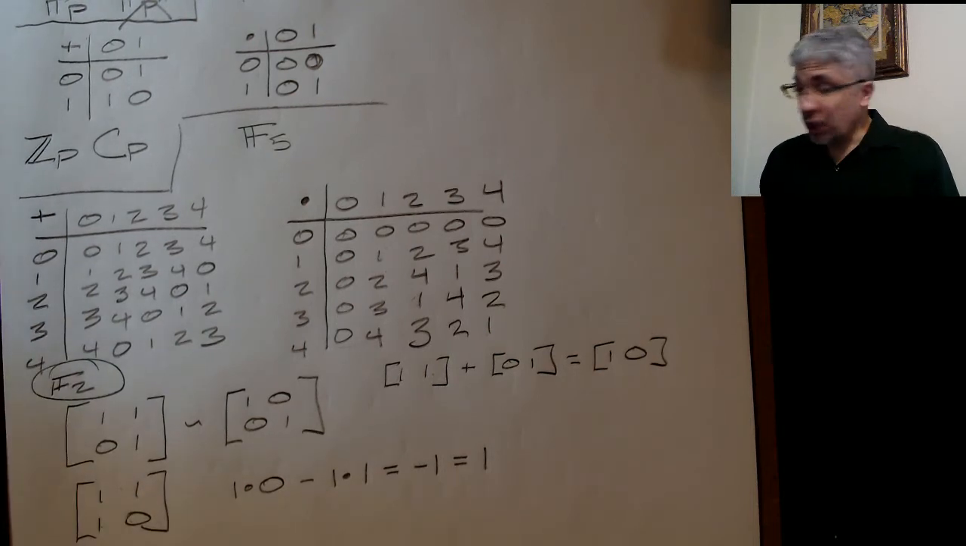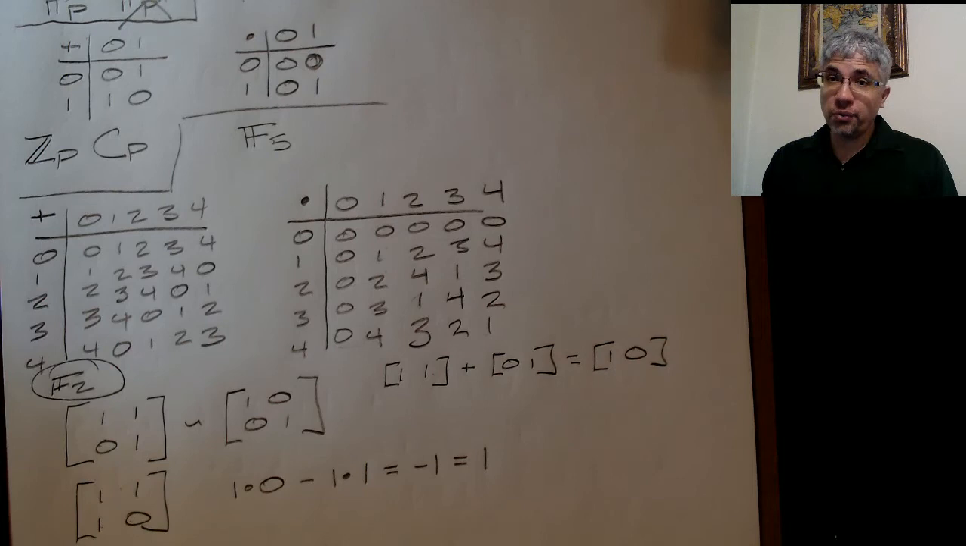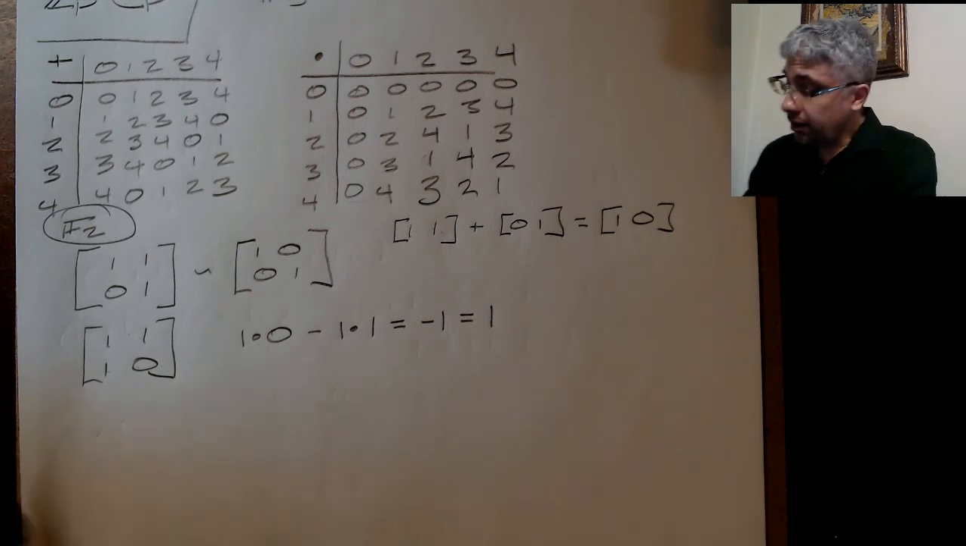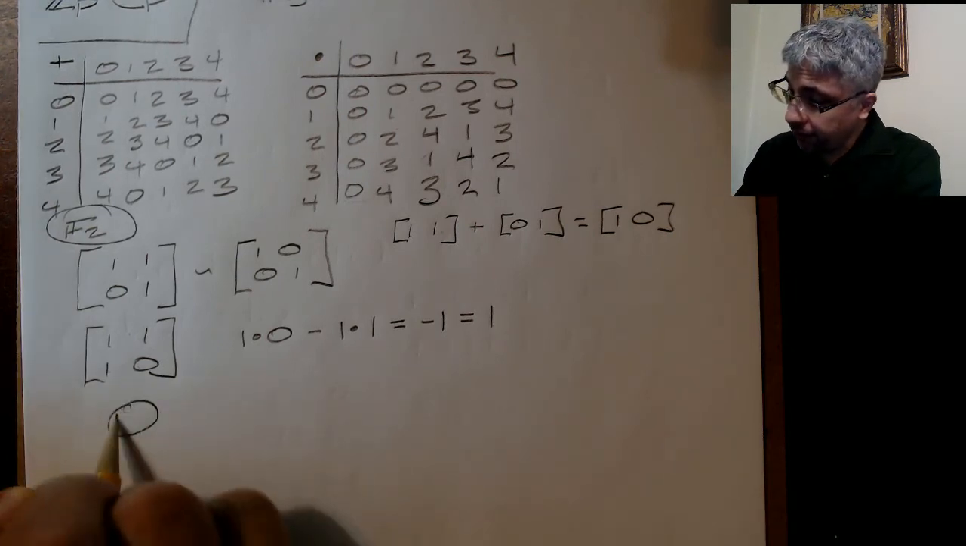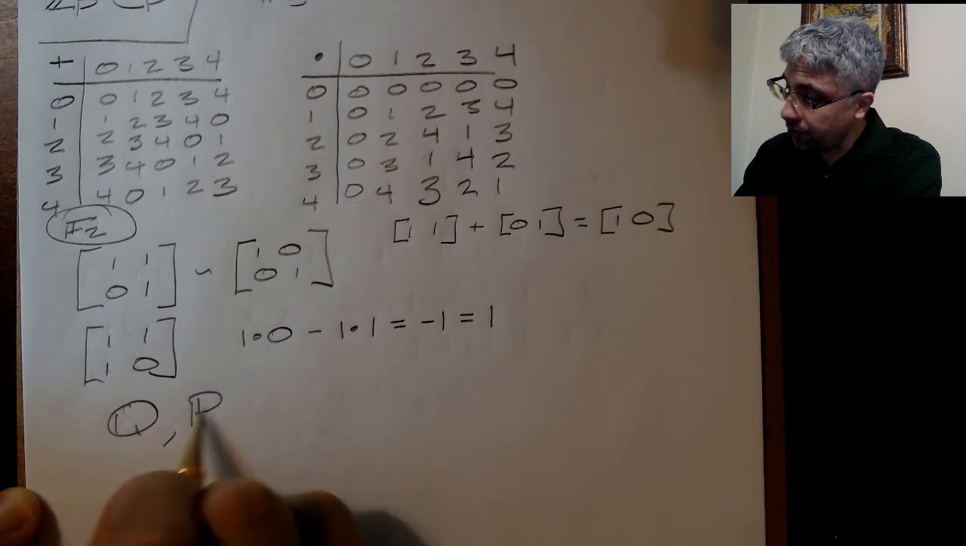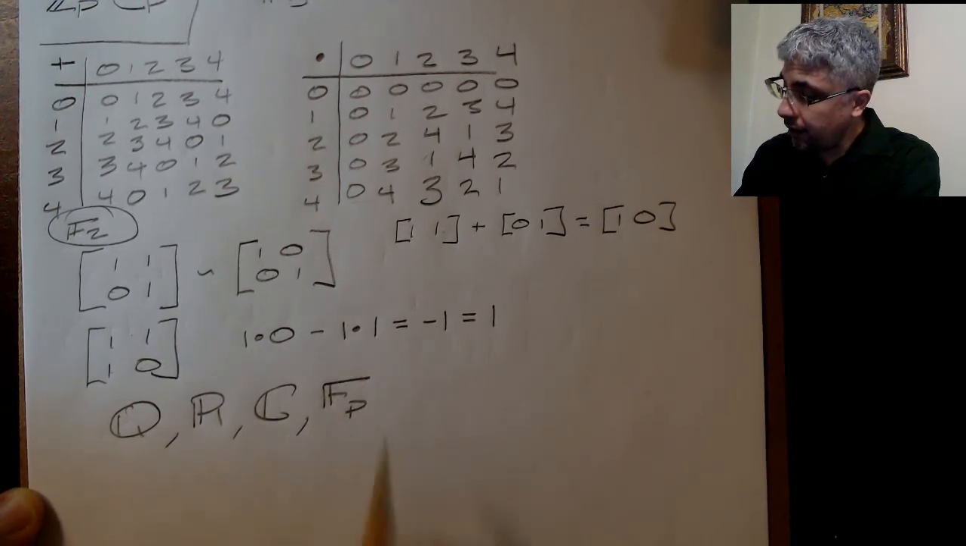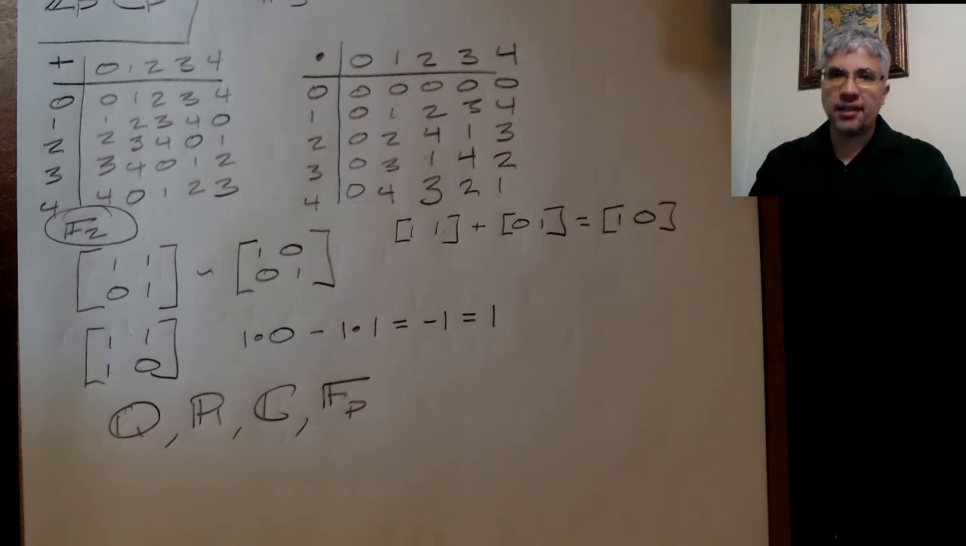So we can do all of the things we've done before. We can solve systems of linear equations and play with all of the tools we've already developed. It really doesn't matter which field we're working in. So far we have the rationals, the reals, the complex numbers, and maybe the field with p elements in it that we can work with as well.